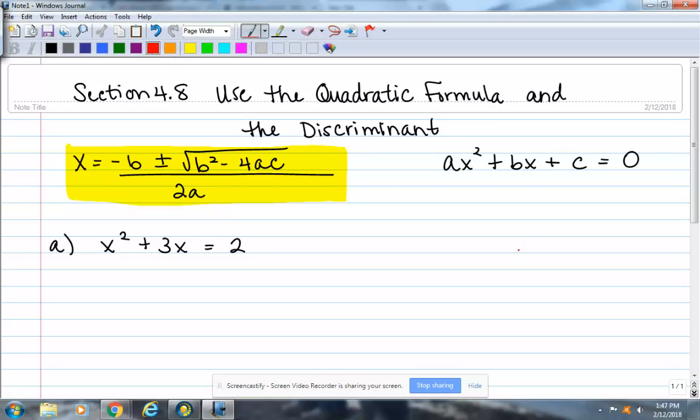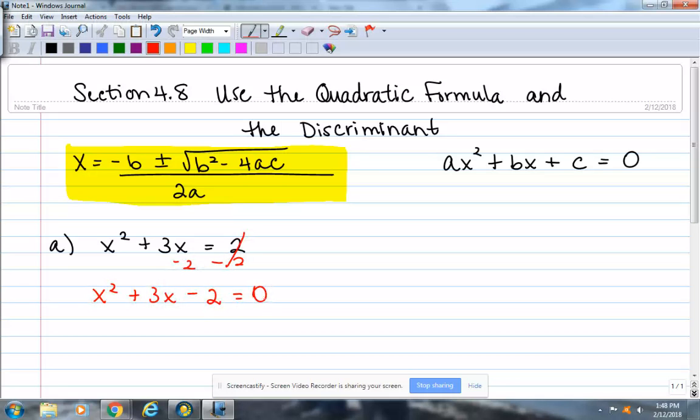So divide by 2? Not divide. Multiply by 2? No, not multiply. We move the 2 to the other side. How do we move the 2 to the other side? Subtract it. So we have x squared plus 3x minus 2 equals 0.